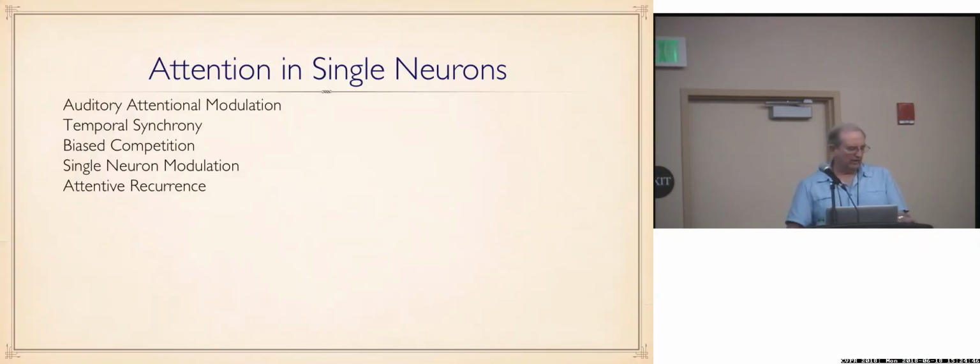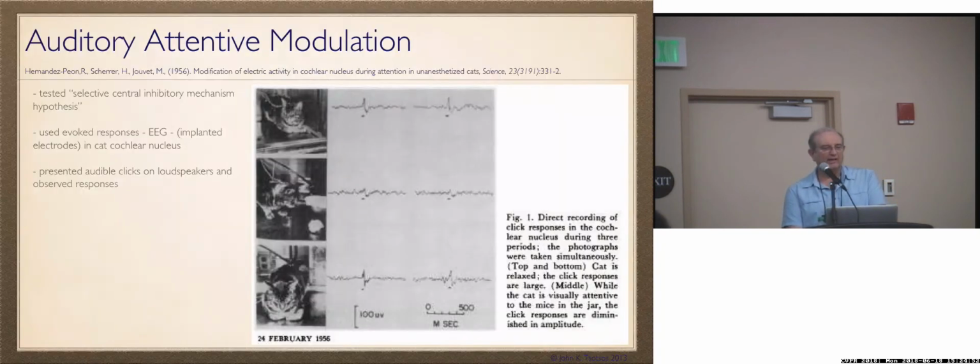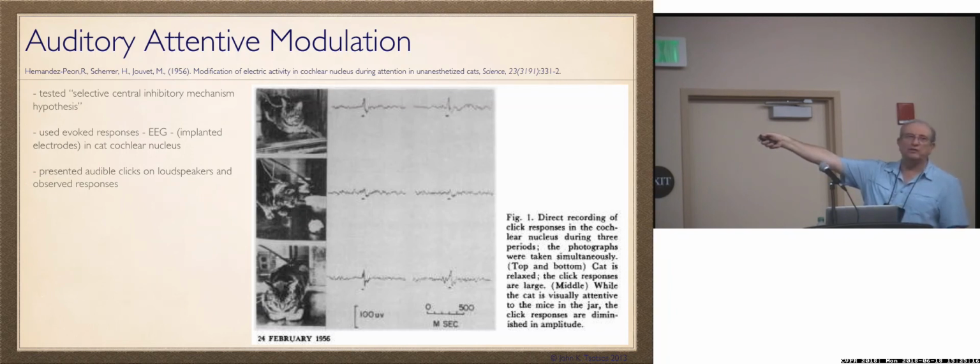Attention in single neurons. This is actually really important, and if I have only a few minutes, I'll use them all here. It first started in 1956 when Hernandez-Peón looked at a cat, and this is the cat that ruined the title of my talk. They looked at the cochlear nucleus, so in the ear, and they let the cat listen to clicks and recorded from the cochlear nucleus, and every time there was a click, there would be a spike in the response of those neurons.